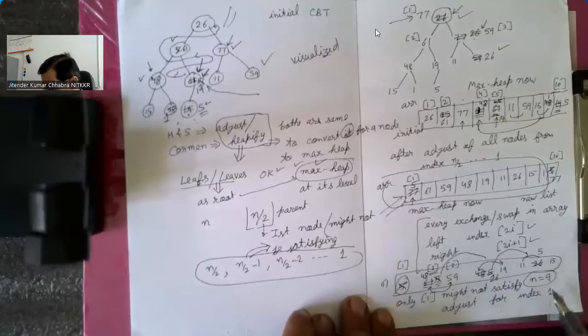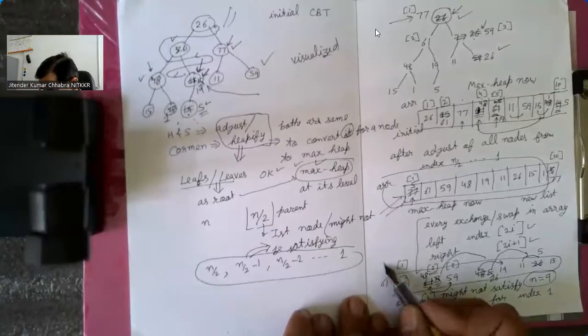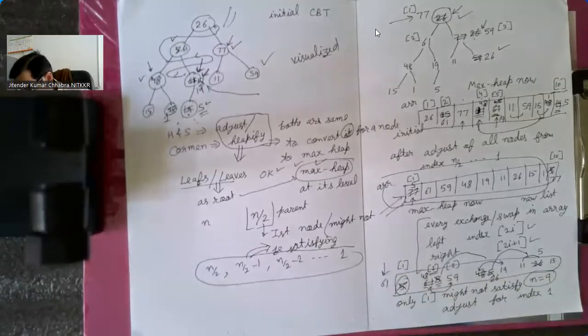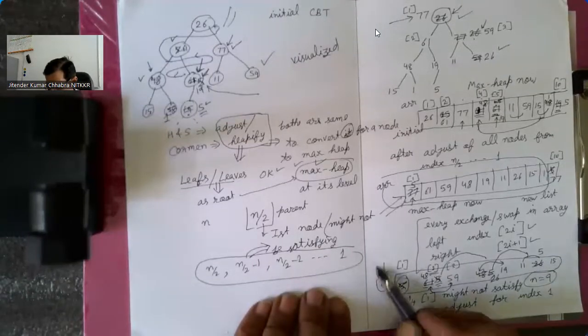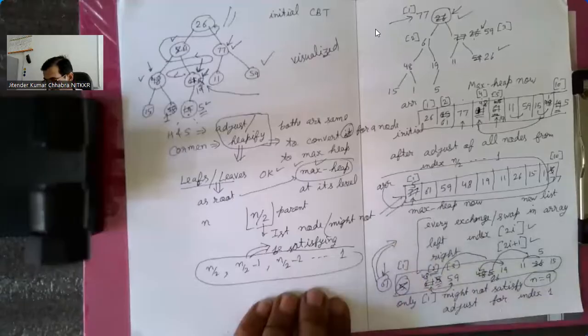So that will again do all exchanges, and now I find ultimately 61 will reach the top. The same process will repeat. 61 will be brought to the last, and then the last, 15, will come here.